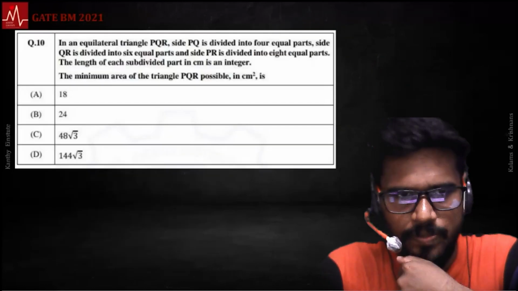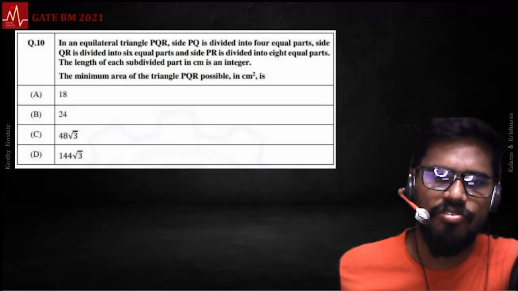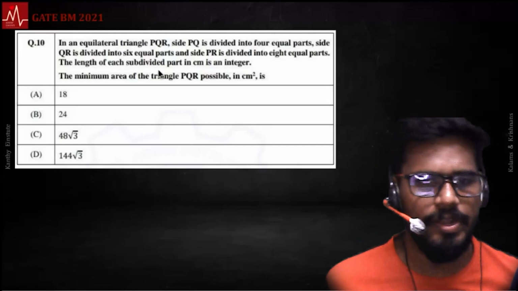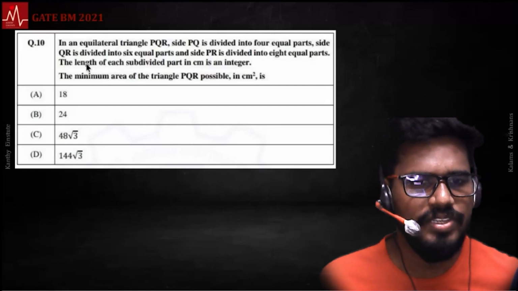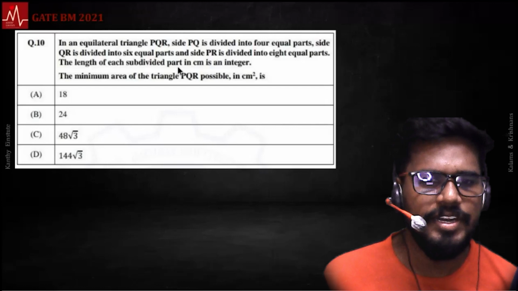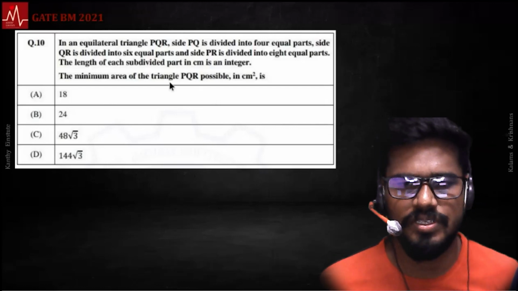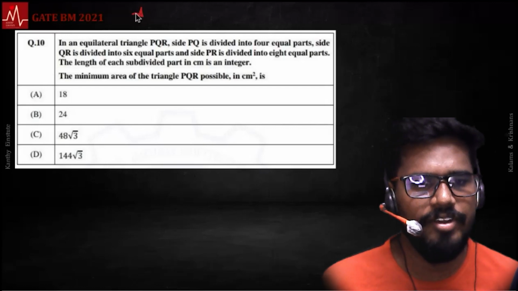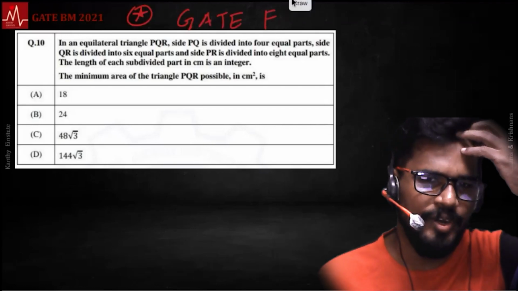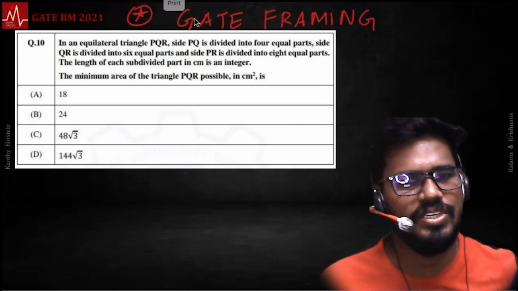More simple math-based question. Equilateral triangle PQR: side PQ is divided into 4 equal parts, side QR is divided into 6 equal parts, side PR is divided into 8 equal parts. The length of each subdivided part in centimeters is an integer. The minimum area of the triangle PQR is possible. So this is typical GATE framing. First time you read it, second time you read it, doesn't make sense. There are some clues. GATE obfuscation, GATE framing.